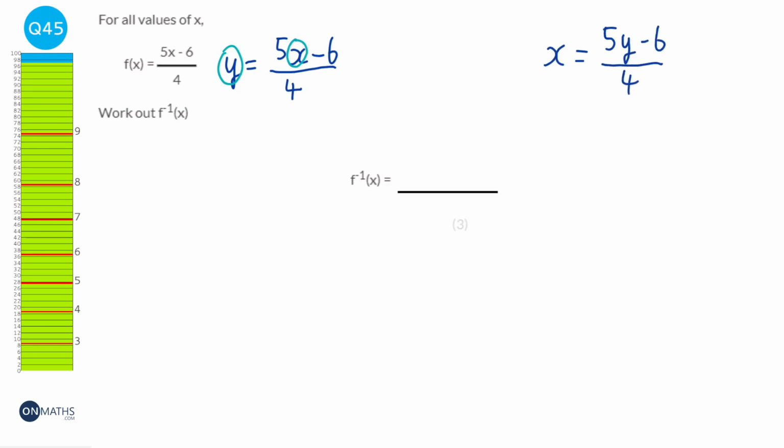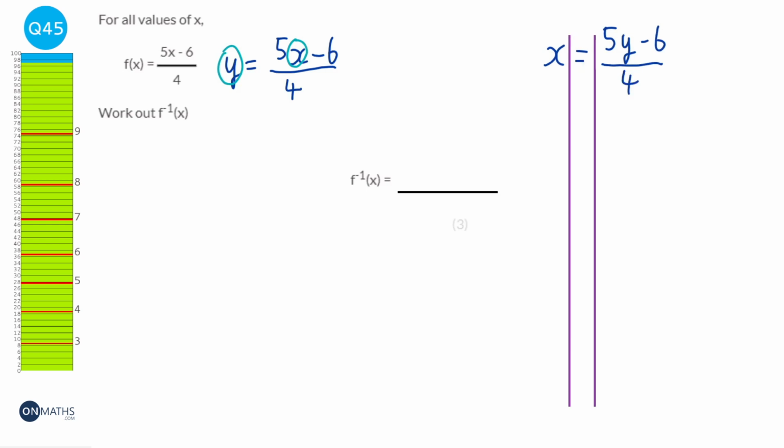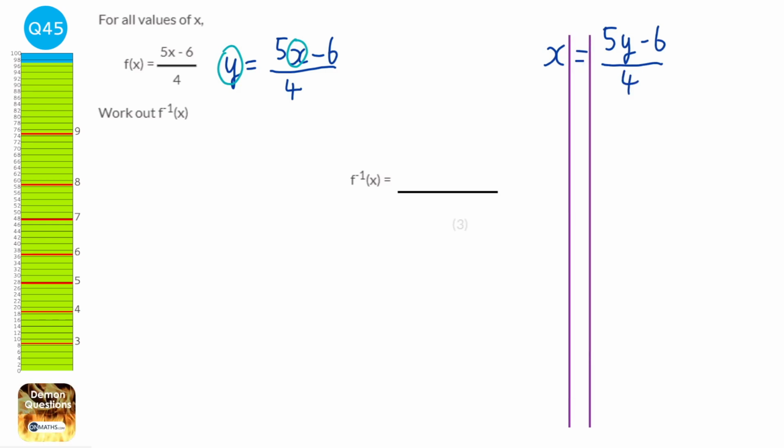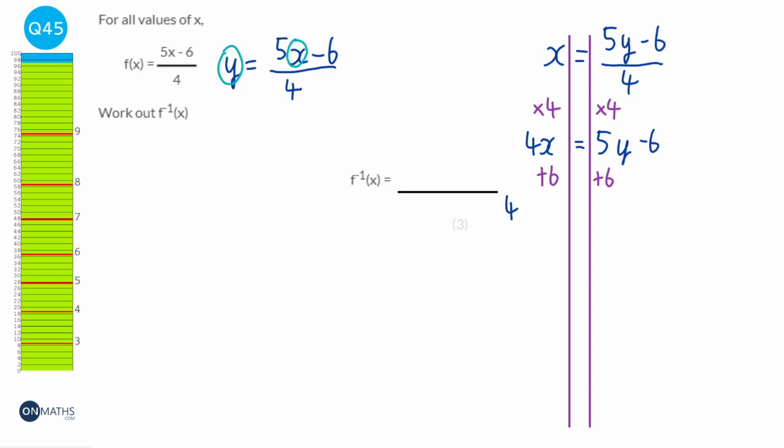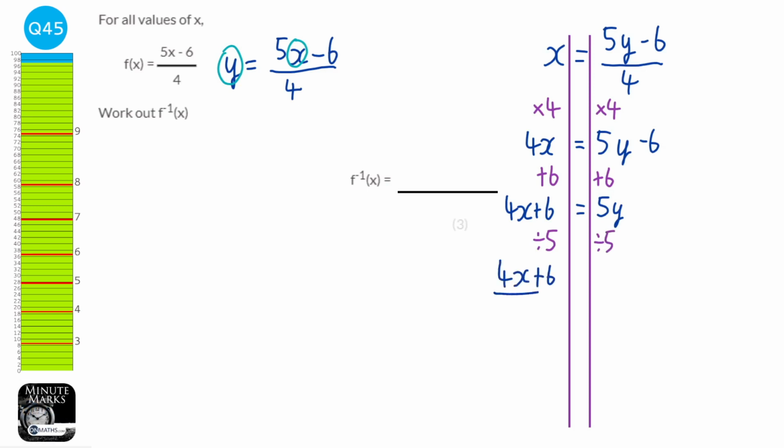Now the challenge is to get it so that it's y equals rather than x equals. So we're going to start off by multiplying both sides by 4, and that will give us 4x on the left hand side, and it will get rid of the fraction on the right hand side, which was kind of the point. Next we're going to get rid of that minus 6, so we're going to add 6 to both sides. And then finally we're going to get rid of that times 5 by dividing both sides by 5. So we've got 4x plus 6 over 5 equals y.